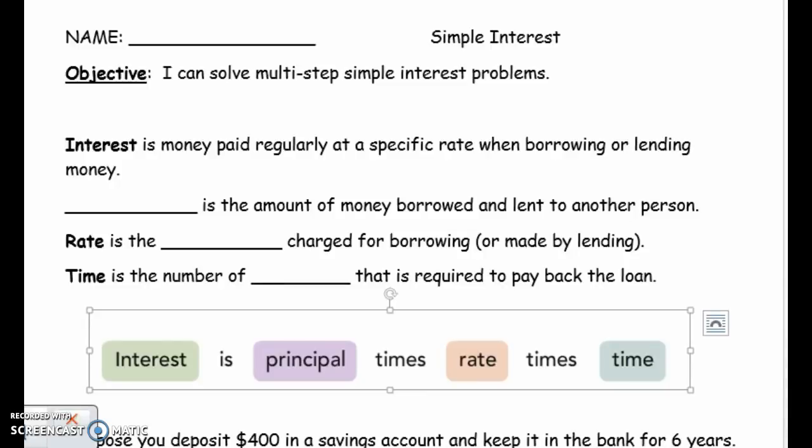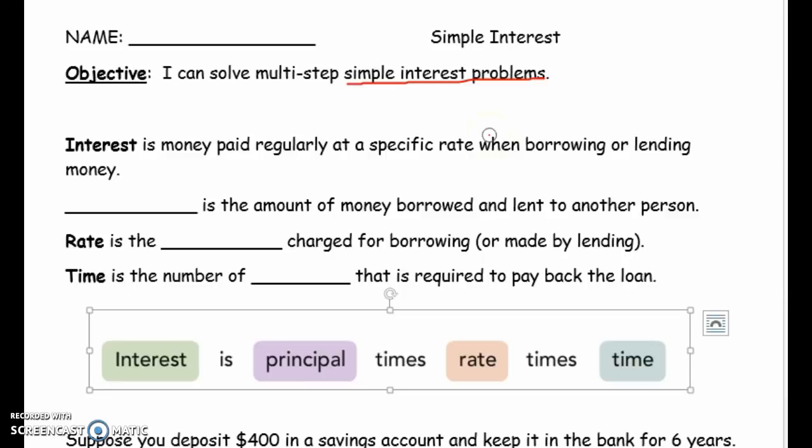Today, we're going to learn about simple interest. Simple interest is probably not something that you're used to hearing about, but I think you'll understand more when we get through. Make sure you have these notes, put your name at the top, and don't forget our objective today is that you can solve simple interest problems.